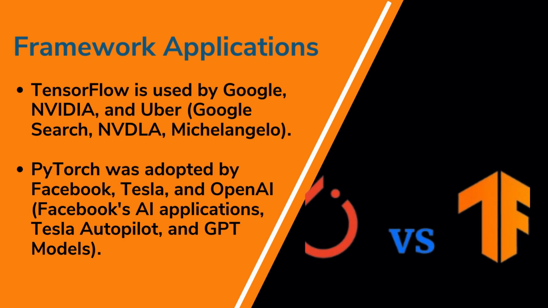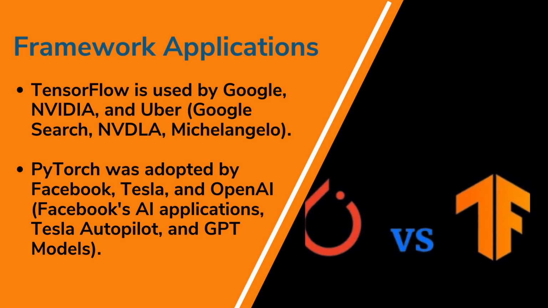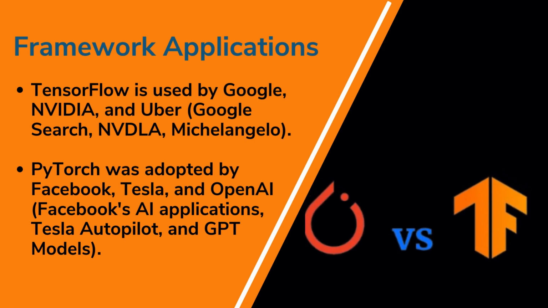TensorFlow is the powerhouse behind Google, NVIDIA, and Uber, handling everything from Google search to Uber's Michelangelo. On the other hand, PyTorch was adopted by Facebook, Tesla, and OpenAI, driving innovation in AI research and autopilot systems.